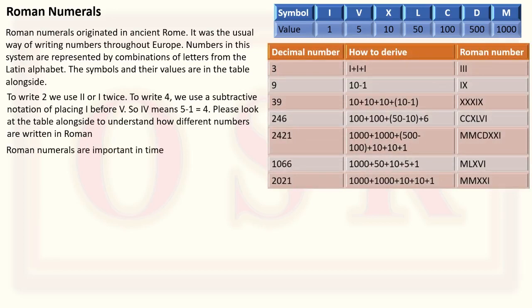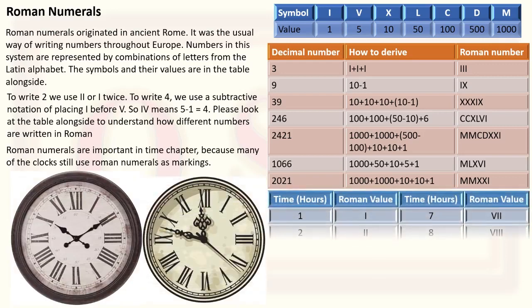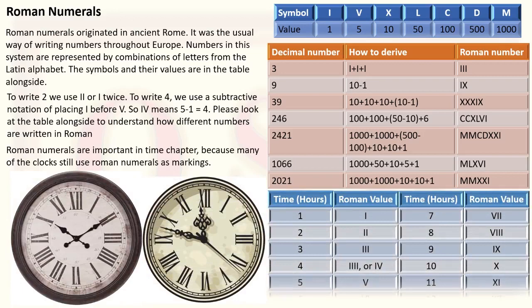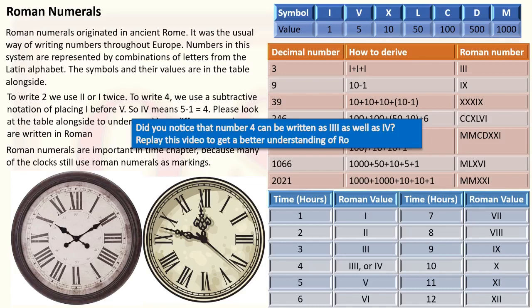Roman numerals are important in the time chapter because many clocks still use Roman numerals as markings. Now look at these two clocks. These have Roman numerals. And this table alongside shows you a conversion of hours to Roman values. Now did you notice that the number 4 can be written as four times I as well as IV? Replay this video to get a better understanding of Roman numerals.